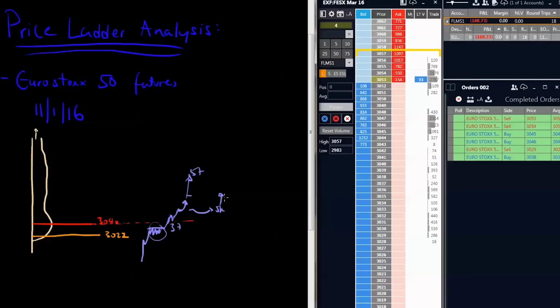But in whatever case, watch that price action, especially when it's a little bit thinner and more volatile. When the big orders come in, it tends to move the market quite quickly. So that's basically what I wanted to cover.